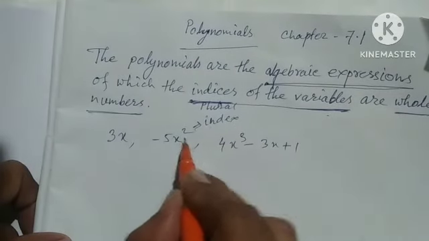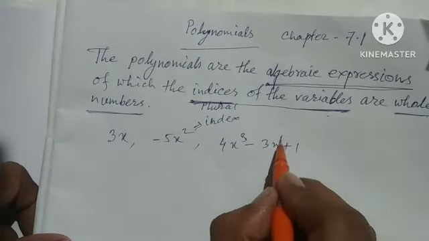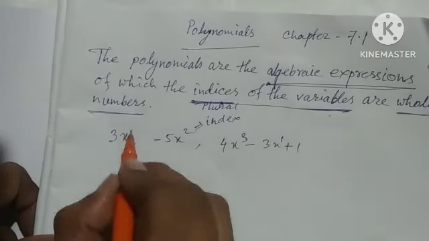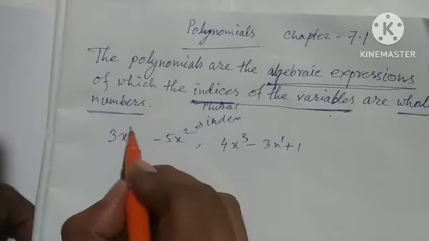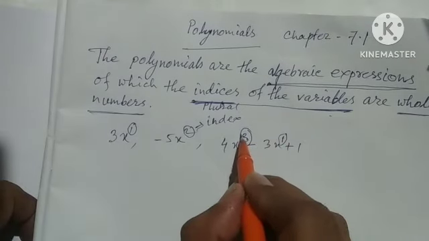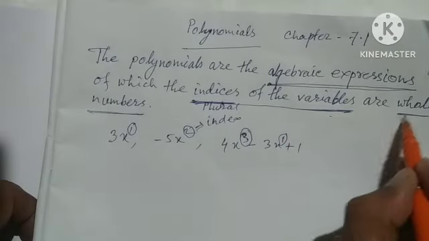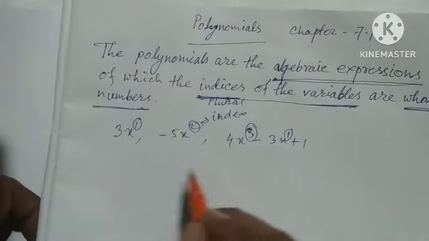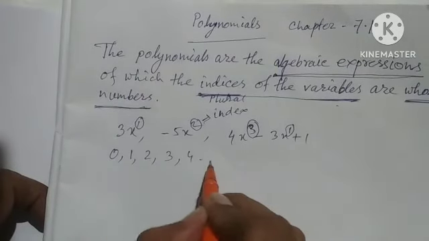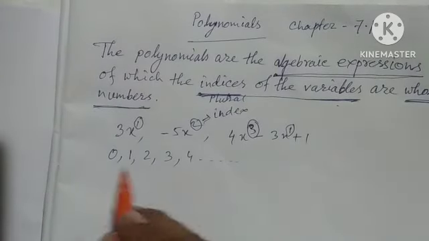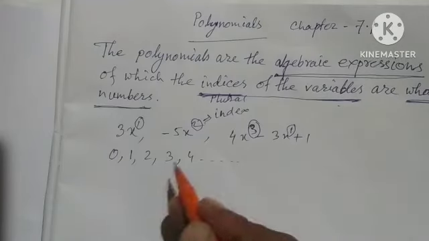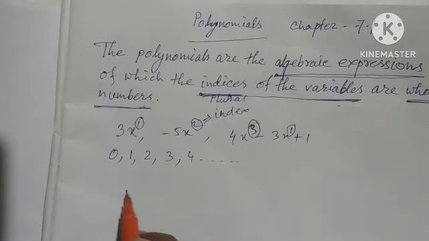So these are the indices. Here x to the power 1 is the power of the variable. Here 3, and here 2, and here also 1. So these are the indices. Here 1, 2, 3, and again 1. So these are whole numbers or not? These are whole numbers, because we know the whole numbers start from 0, 1, 2, 3, 4, etc. So 0 plus natural numbers are called whole numbers. All the natural numbers along with 0 are called whole numbers.